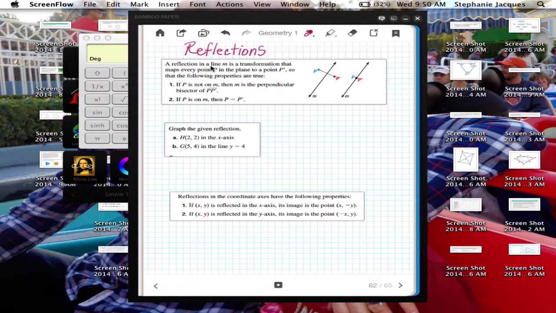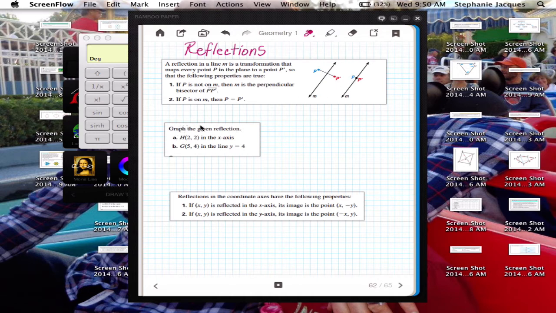So a reflection in a line, so we have M here, is a transformation that maps every point P in the plane to a point P prime, so that the following properties are true. So we have P and P prime. Remember, pre-image and then image. If P is not on M, so in this case, P was not on M, then M is the perpendicular bisector if you connect P and P prime. If P is on M, then when you do the mirror image of it over that line, it's going to be right on P. So P prime and P will be the same point.